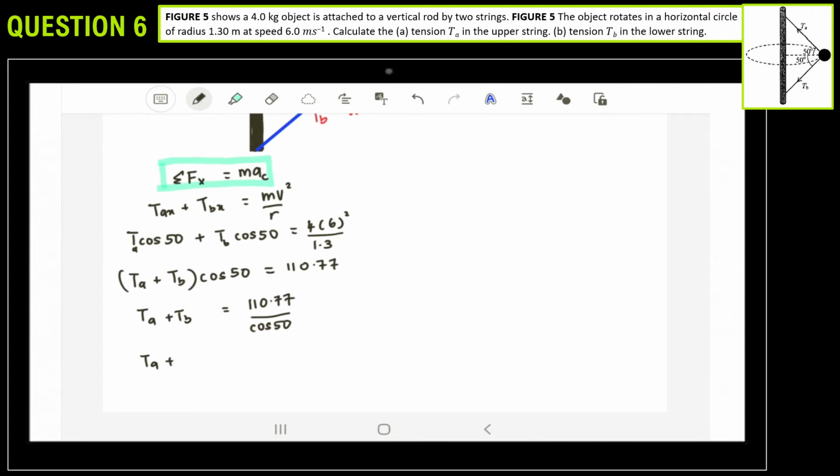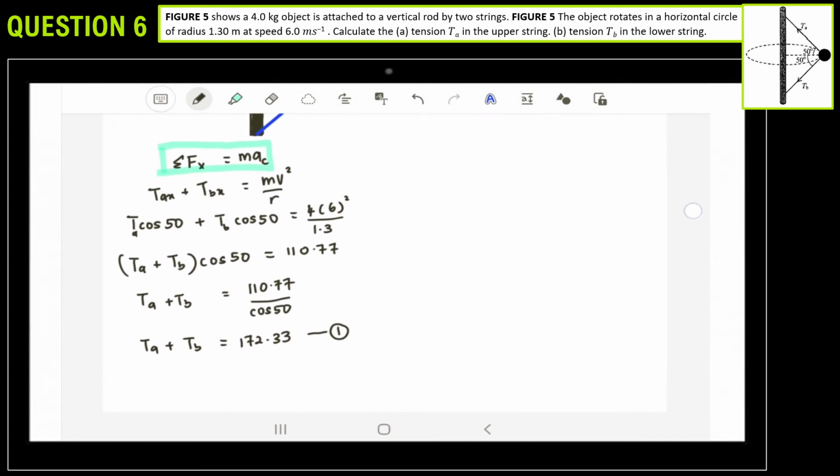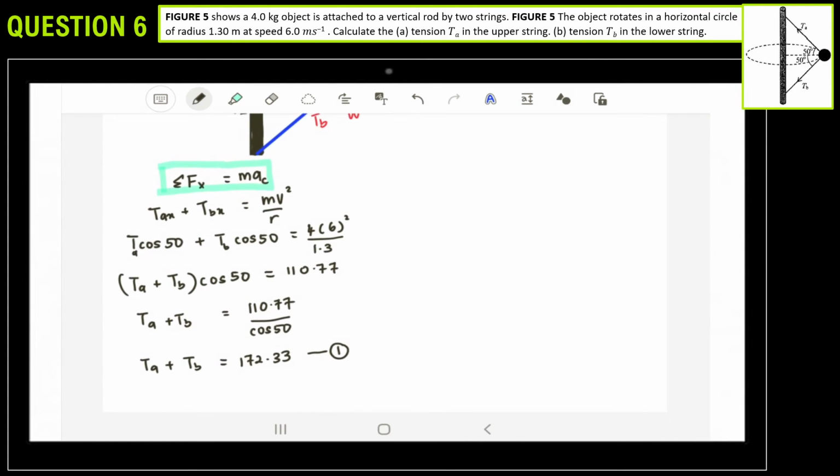TA plus TB is equal to 172.33. You try pressing the calculator. You must practice pressing the calculator, don't just copy. Practice pressing the calculator, otherwise in the exam you will be in a panic if you don't know how to use it. I let this be equation number 1 because we have two unknowns. I always remind you that when we have two unknowns, we need another equation. We need two equations to solve for the unknowns.